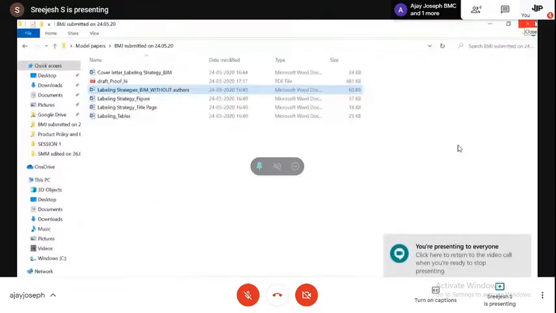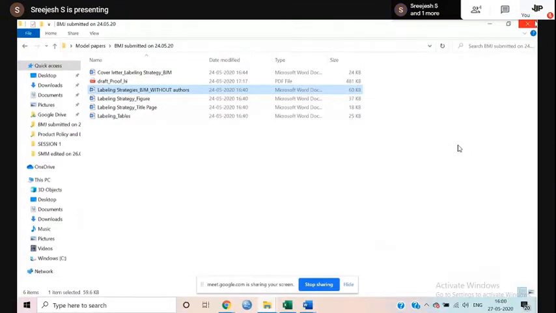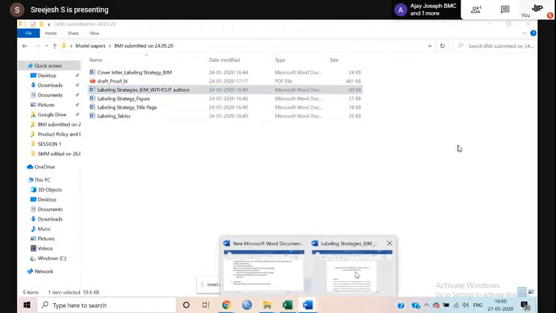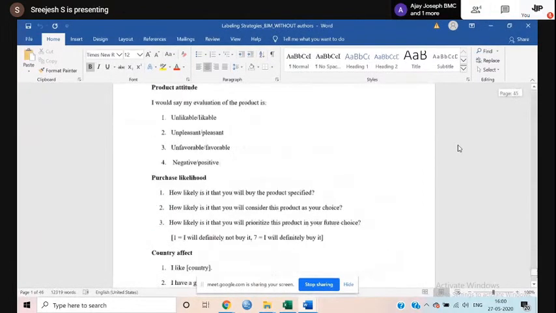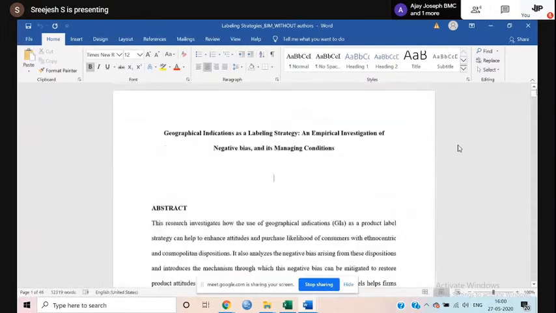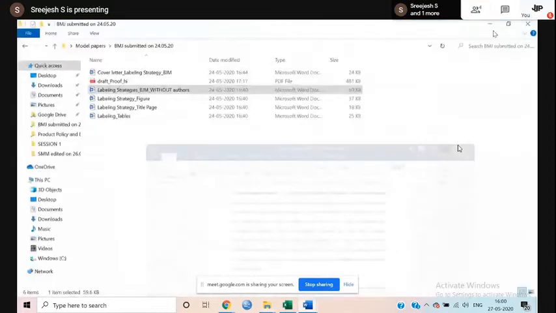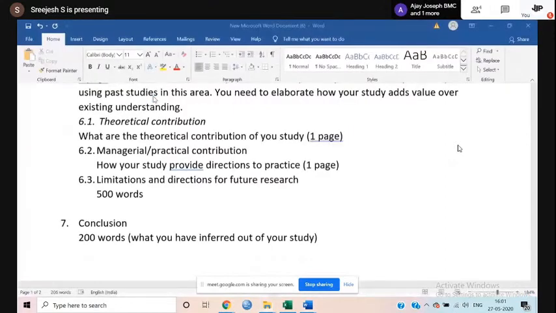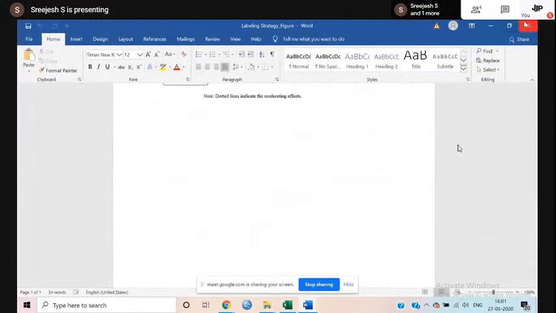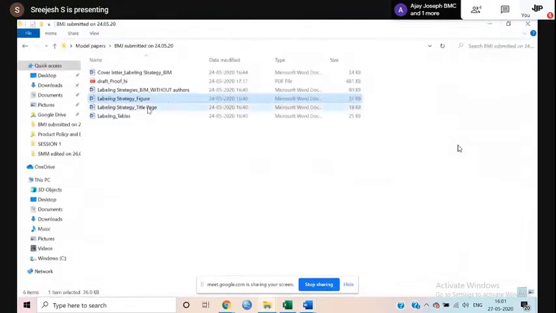I'm trying to show what files you require during the time of submission. You need to prepare 3 to 4 different sets of files. One file will be a file without author information. Let's assume this is my paper. In this paper, there are no author details. Nothing is there. This is a paper without author details, and that is a separate file. In addition to that, I have prepared a separate file with figures. There is nothing in that, only figures. There is another file called tables.